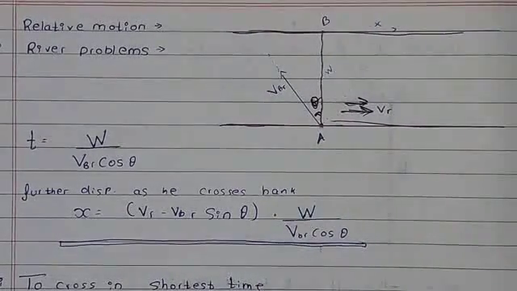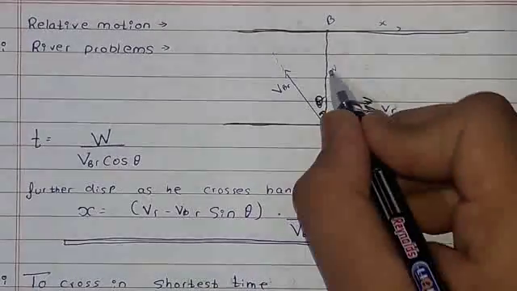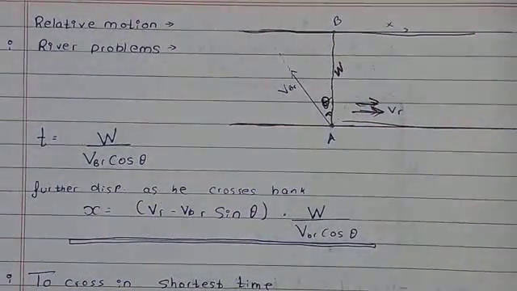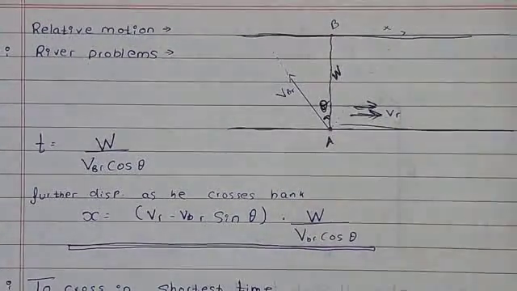Then what would be the time? Time is equal to the width of the river, W, upon VBR cos theta, which would be the time to go from this bank to the other bank of the river.